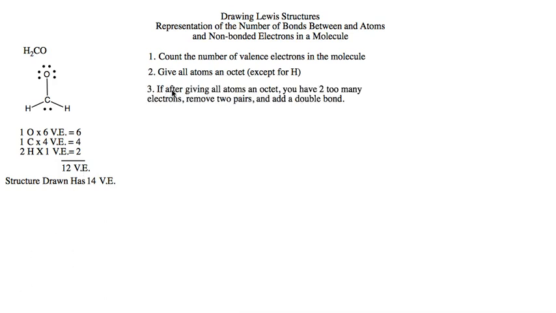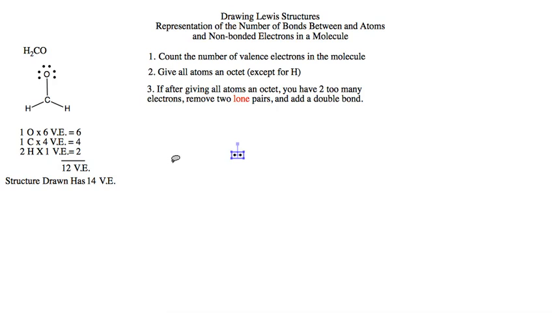And what we're going to do is the following. If after giving all atoms an octet, which we did, you have too many electrons, which we do, remove 2 pairs, and that should be a little more specific: it should say 2 pairs of unshared electrons, or 2 lone pairs, and add 1 double bond. So that's what we're going to do here. I'm going to remove a lone pair from here. Let me just take it and move it over there. So I've removed 2 electrons, so now I have a total of 12 electrons.